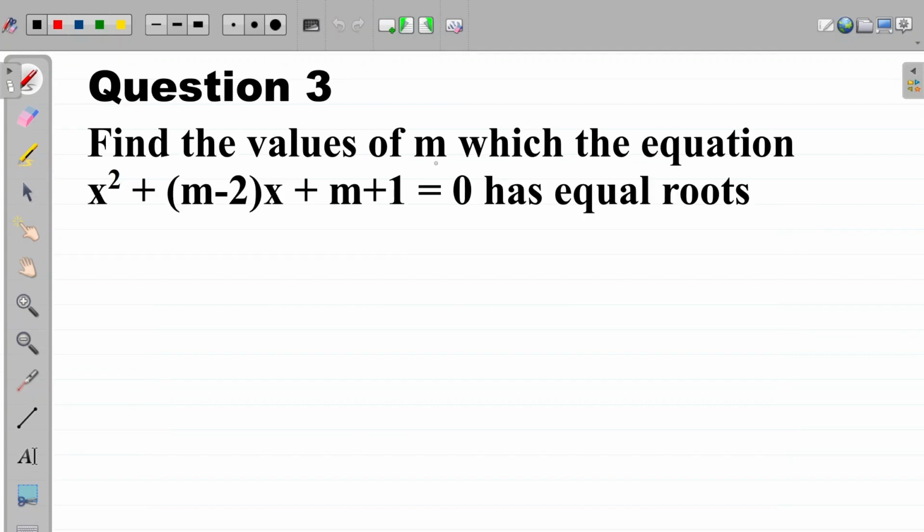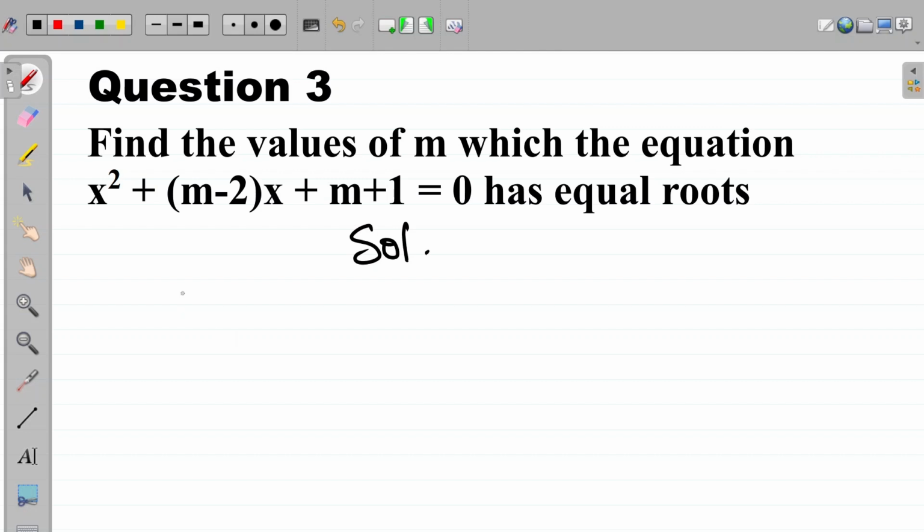Let's take on question number 3. Number 3 says, find the values of m for which the equation x squared plus (m minus 2) multiplied by x plus m plus 1 is equal to 0 has equal roots.